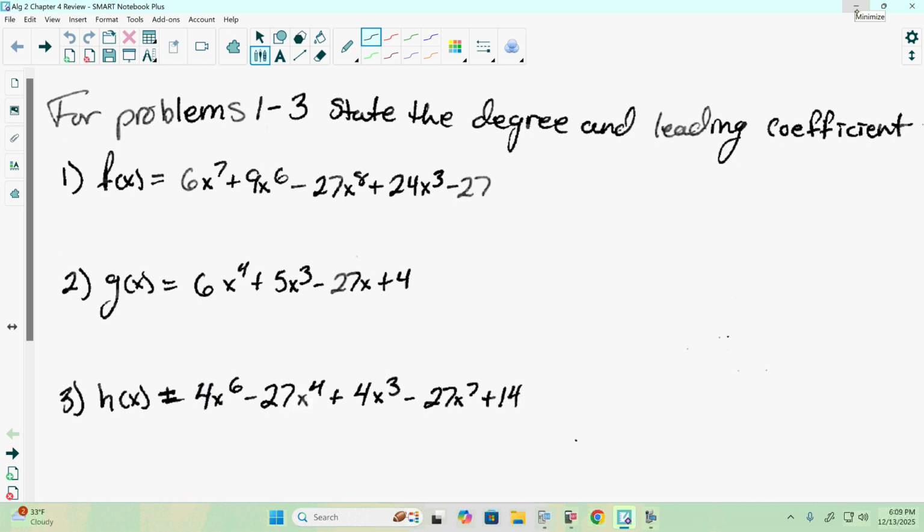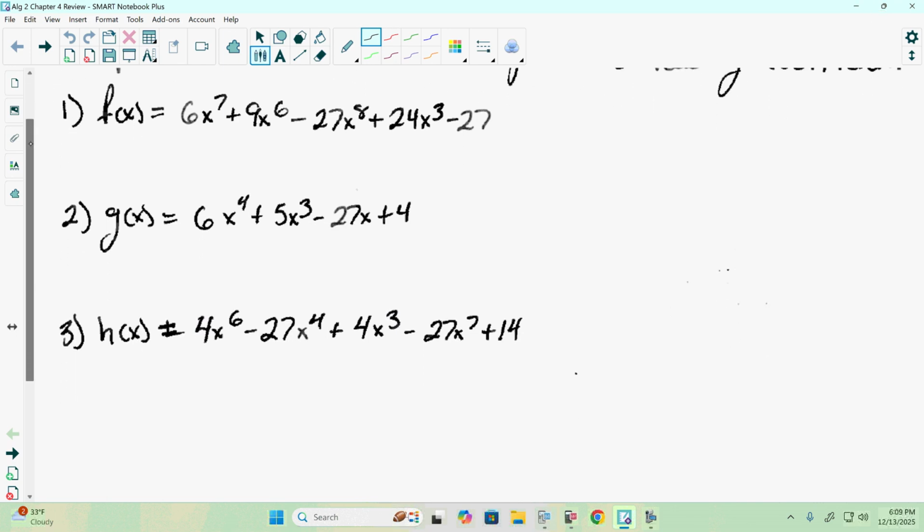Alright guys, so we're going through the review sheet here for chapter 4. I'm going to go through all the problems here. Now the first three problems state the degree and leading coefficient. The degree is the variable exponent, so we look for the variable with the biggest exponent.